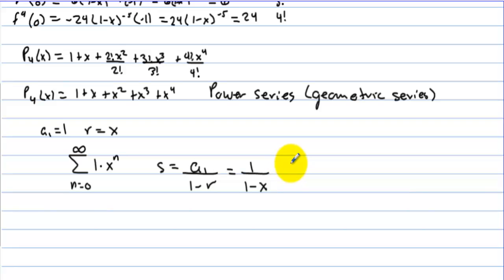Now this is going to converge as long as the absolute value of x, or r, is less than 1. So as long as x is between negative 1 and 1, this is going to converge. Negative 1 to 1 is called the interval of convergence.